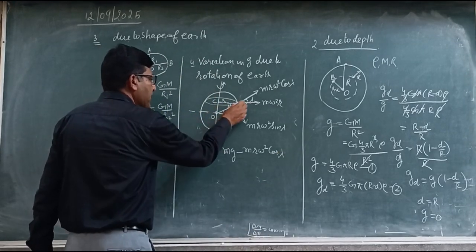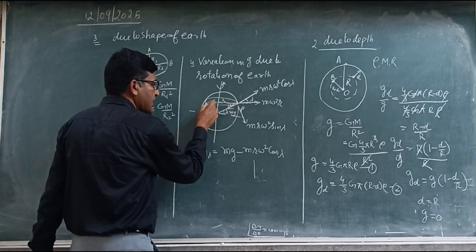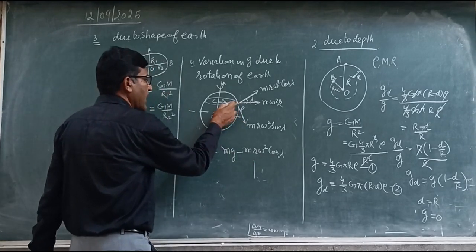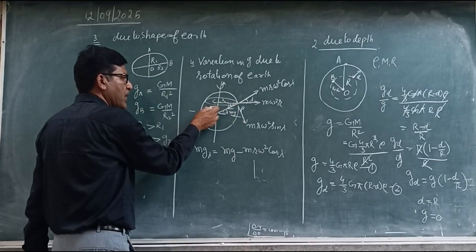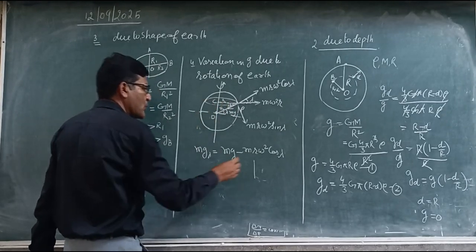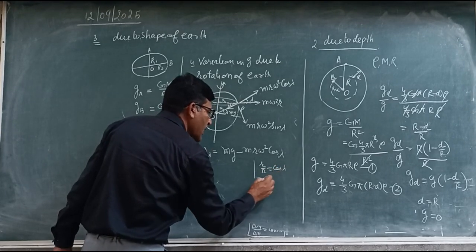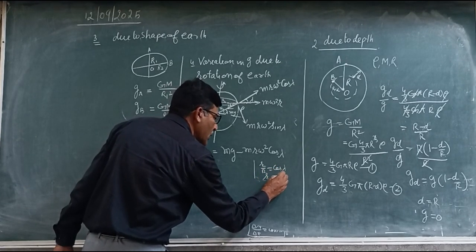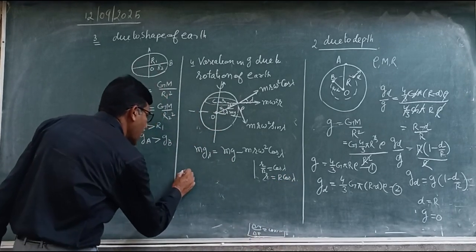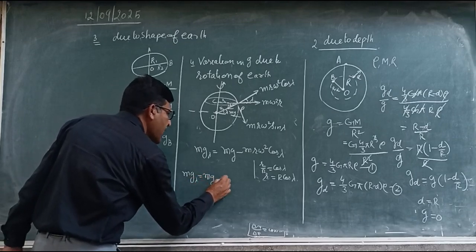Now in this triangle PCO, we have to find out the value of this, which is PC. This is the perpendicular opposite the angle, this is the base, and this is the hypotenuse. The hypotenuse is the radius. So small r upon capital R is equal to cos lambda. Therefore you can write r is equal to R cos lambda, where lambda is the latitude angle. So mg lambda is equal to mg minus m.